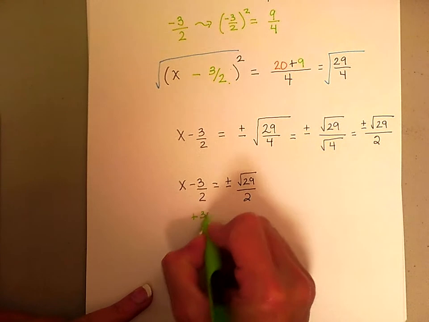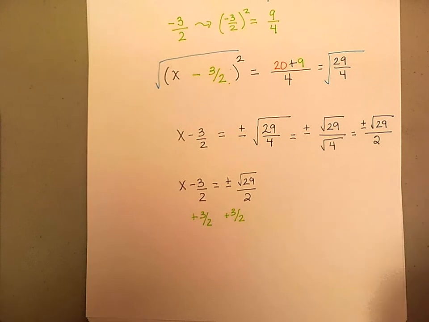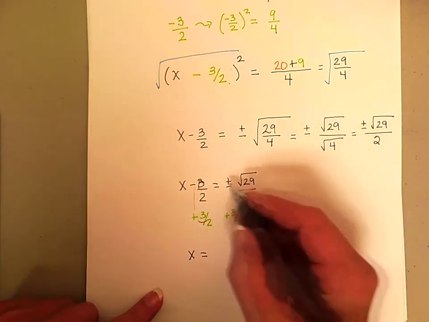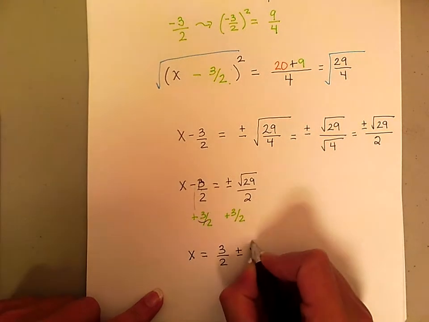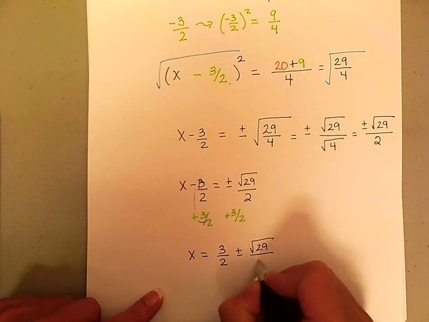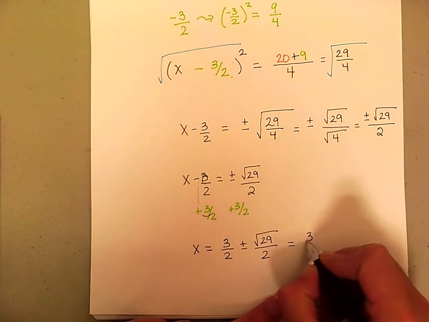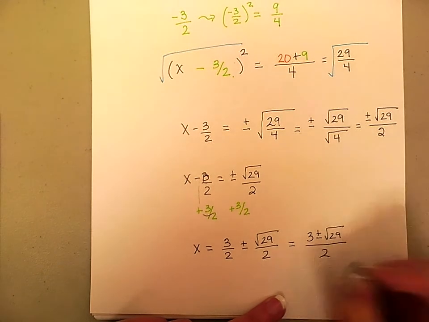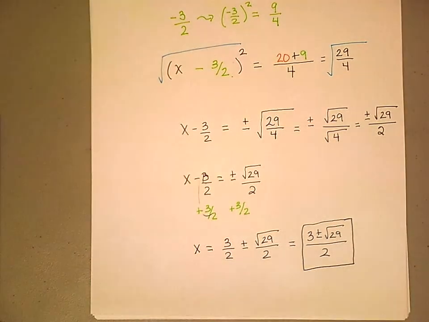And I want to add 3 halves to both sides. So x, this will go to 0, will be equal to 3 halves plus or minus root 29 over 2, which we could write as 3 plus or minus root 29, all divided by 2. Again, 2 solutions that are irrational.